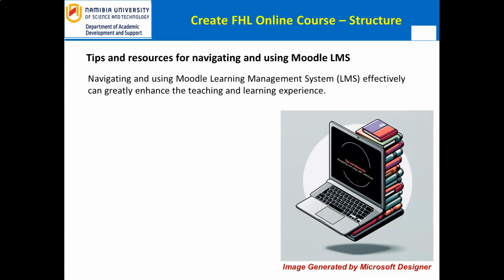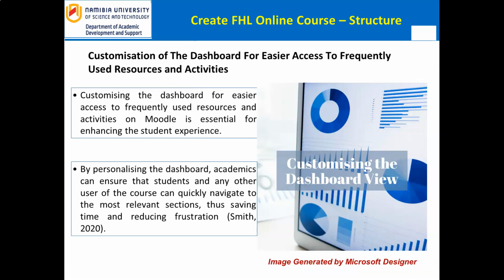Start by identifying the key resources and activities that are most accessed by users. These could include course modules, forums, assignment submission areas, and grading tools. Once identified, these elements should be prominently displayed on the dashboard, perhaps by using widgets, elements of a graphical user interface that display information, or direct links. Johnson and Brown, 2019. The design should be intuitive, leveraging visual cues such as icons and color coding to differentiate between various types of content.